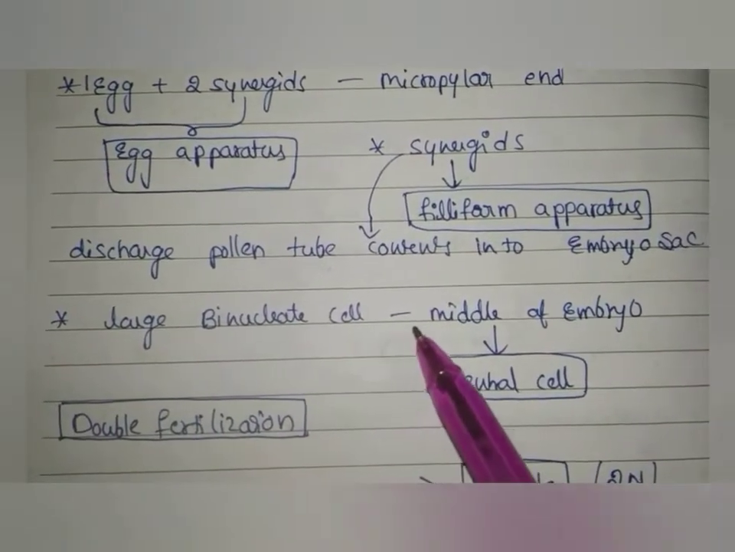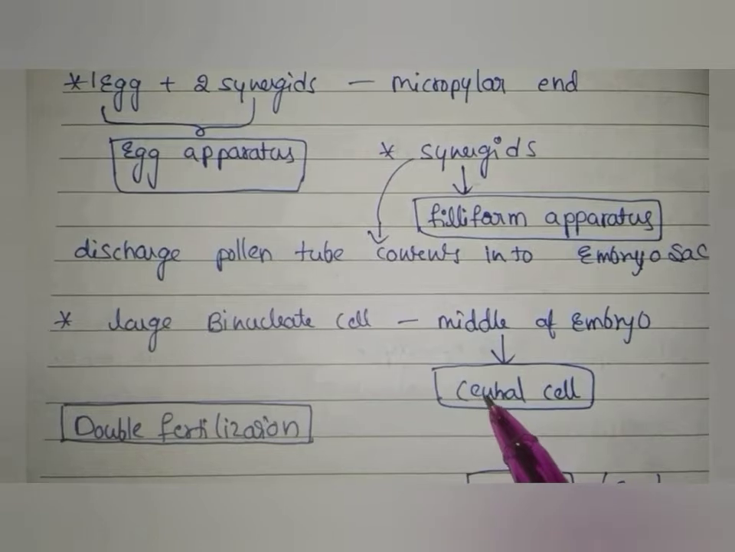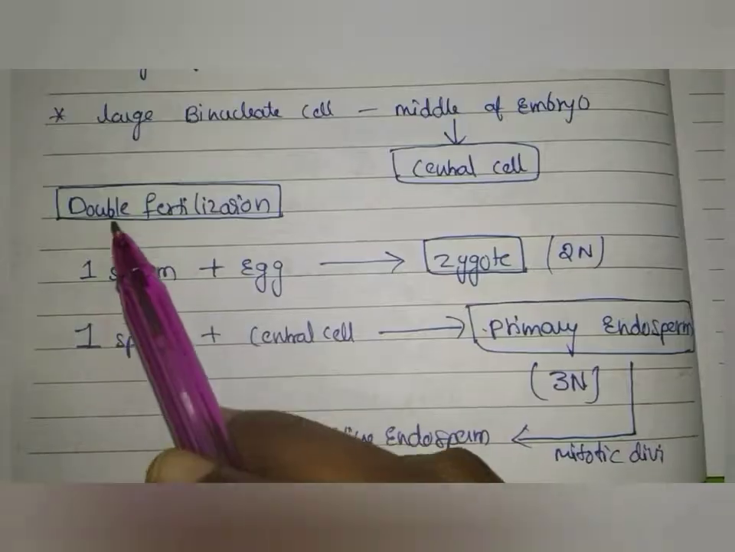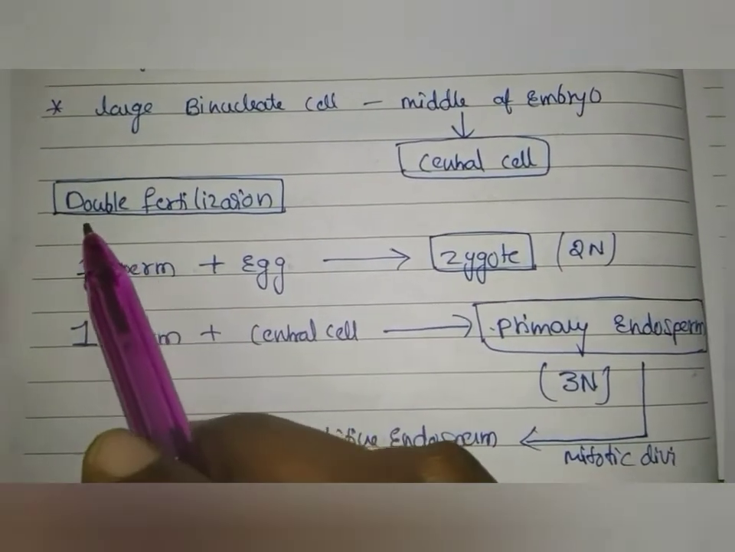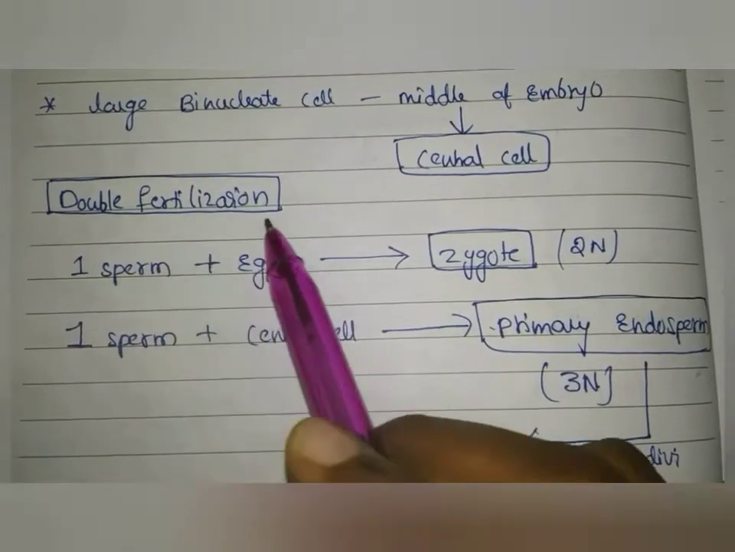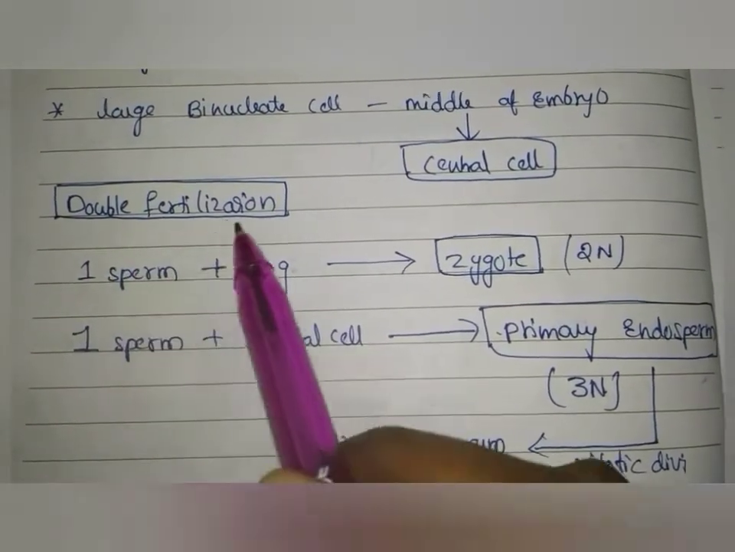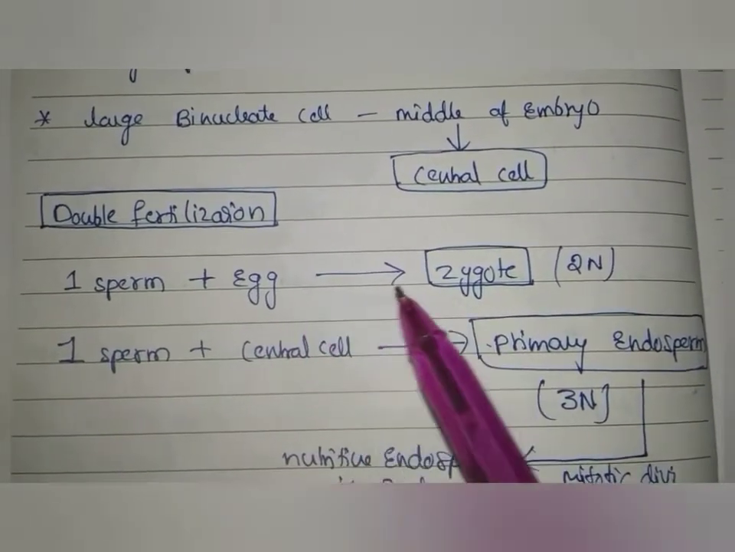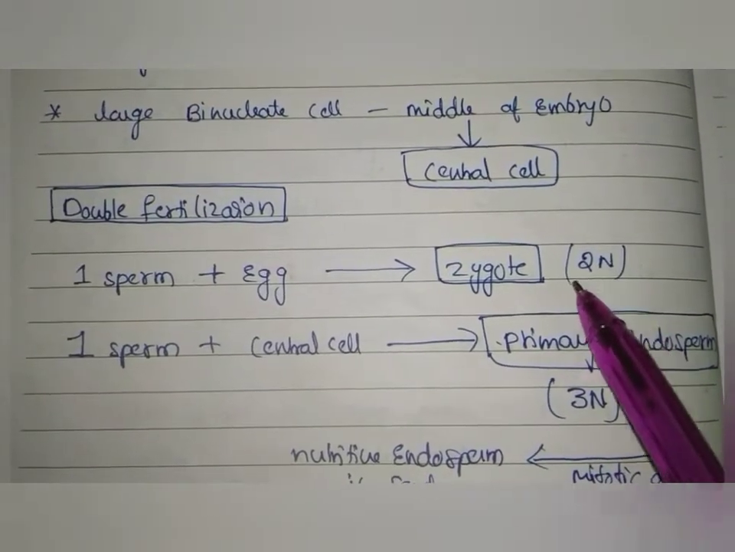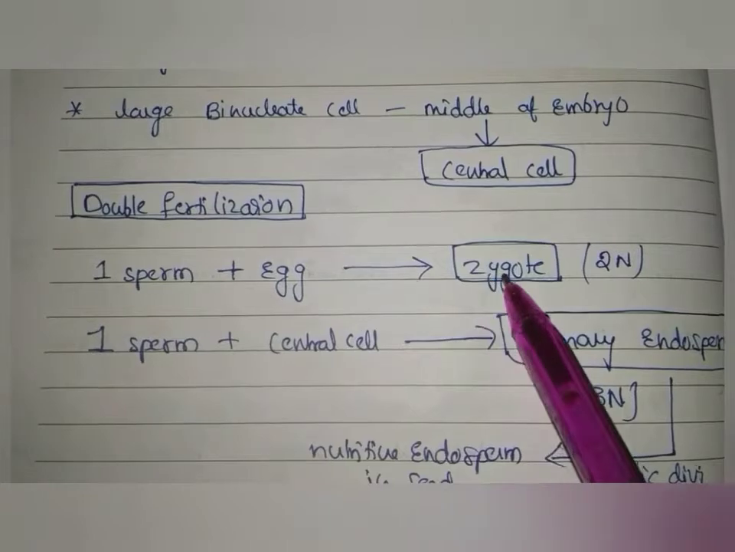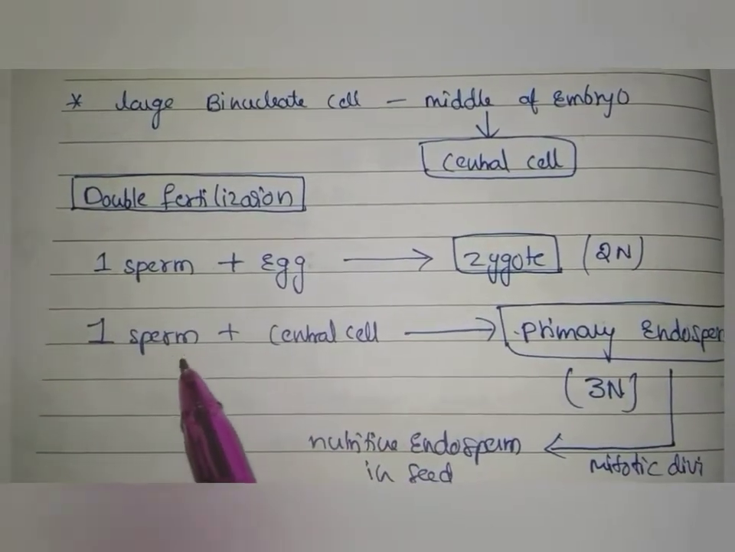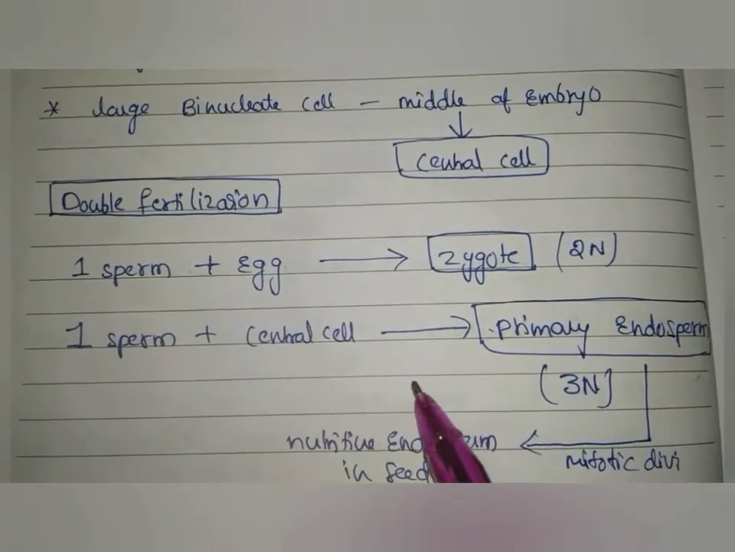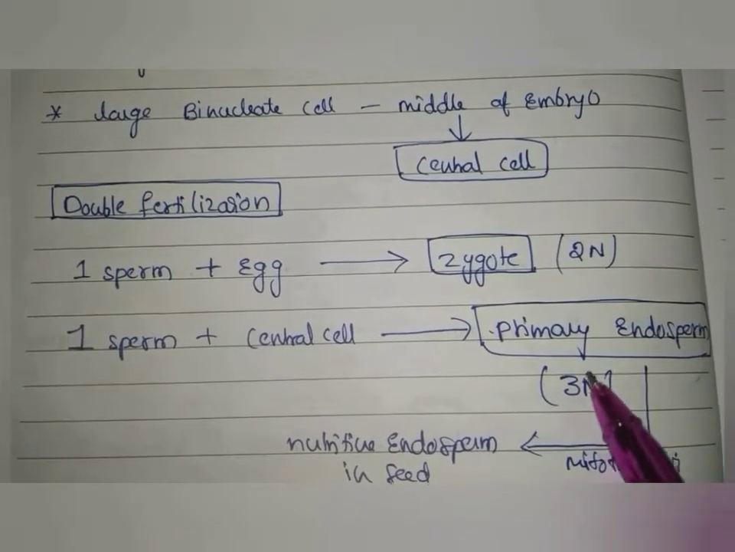The large binucleated cell at the middle of the embryo sac is called the central cell, or binucleated cell. Next we will see what double fertilization is. Double means fertilization takes place two times, so this is called double fertilization. In the first, one sperm fuses with the egg cell to form the zygote, which is a diploid cell. Next, the second sperm fuses with the central cell to form the primary endosperm, which is triploid, that is 3N.